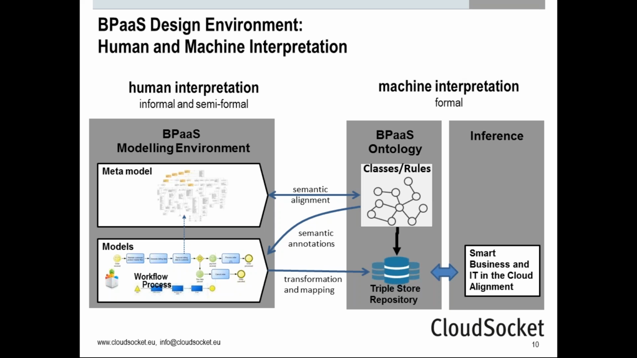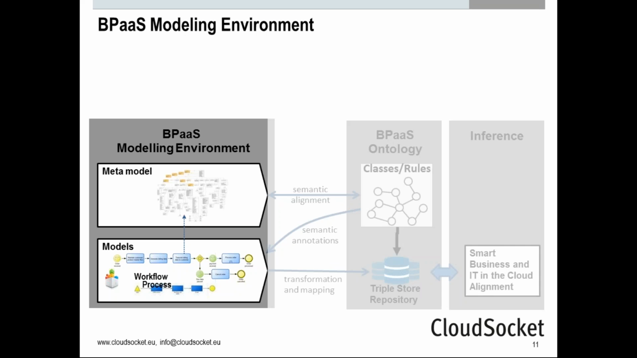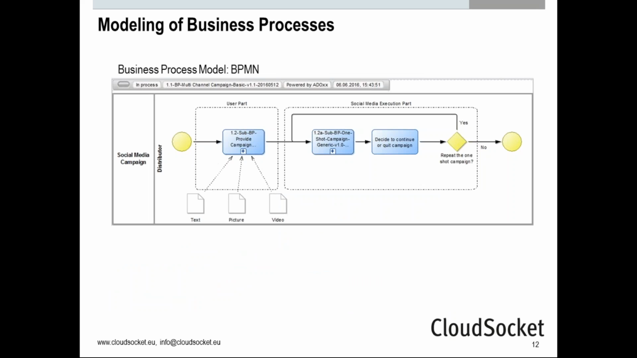I will go through these different parts of this modeling environment. First we look at the graphical representation, the BPAS modeling environment. So this is what we typically have. We have a business process model. In our approach we use BPMN as the modeling language. We have the pool, we have the lanes with the participants of the process, we have sub-processes and tasks, and we have data objects that can be used.